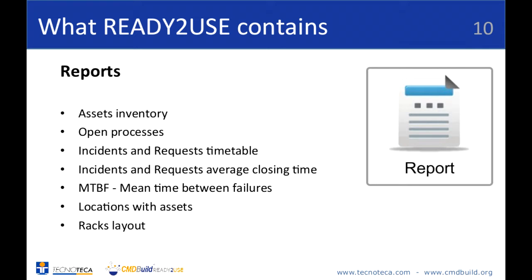Also, we did include eight reports. You can see the list here. The assets inventory, which we're going to see, we can even look at them all. But then you can also have a report for the open processes, the incident and request timetable, the mean time between failures, and locations with asset rack layout. This is something we're definitely going to see in a few minutes. Again, the reports can be customized and created in a very easy way using an external tool, which is of course open source as well. It's called iReport, and you can independently create your own reports, as a lot of our customers do, or you can get us to create them for you if they're too complicated, or if you don't have time. Or you can get our training and we can teach you how to create new reports.